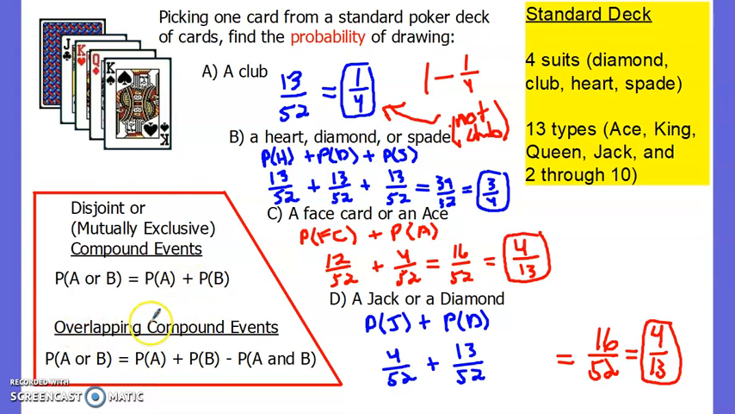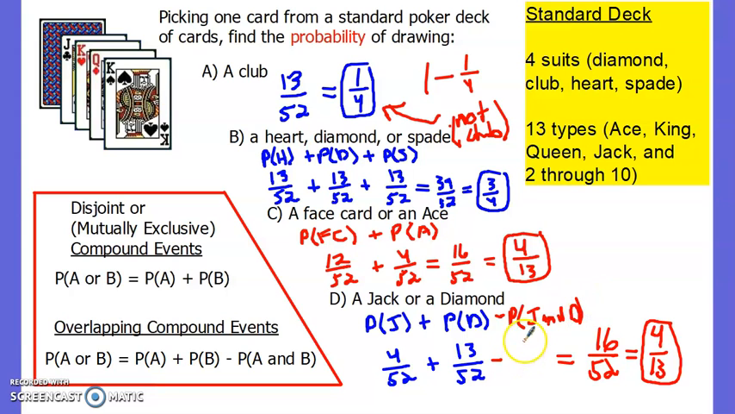For overlapping events, we need to add the probability of one event, the probability of another event, and subtract off what we call the intersection, the probability of A and B. So over here on part D, I need to subtract off the probability that it was both a jack and a diamond.